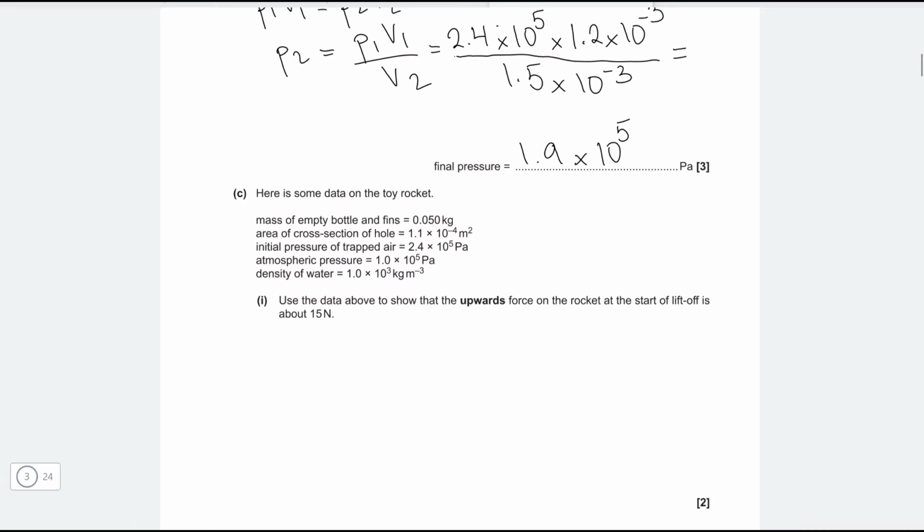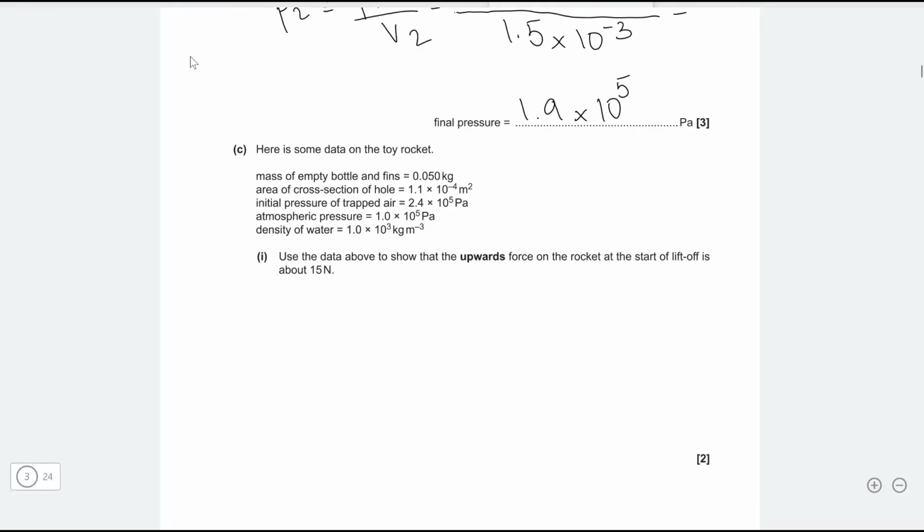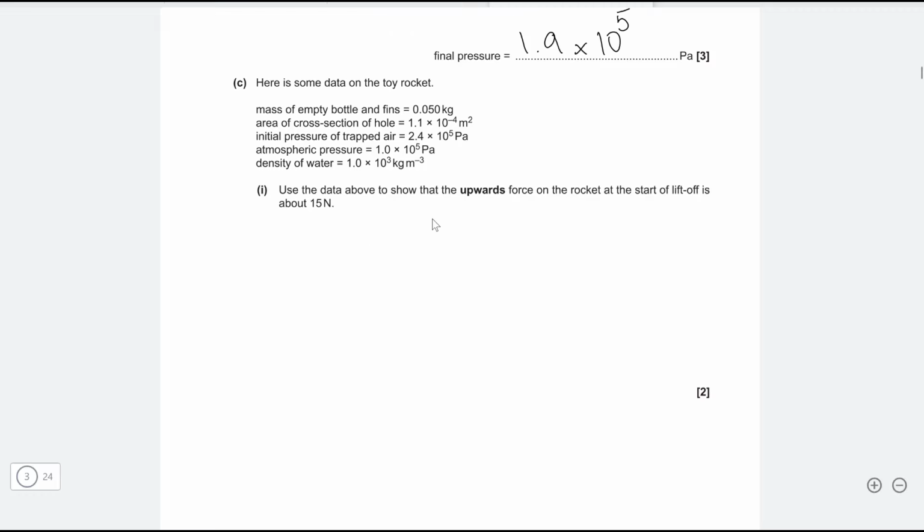The next question is really interesting. We have quite a lot of data on this rocket. So we have the mass, we have the cross-sectional area, we have the initial pressure, the atmospheric pressure, etc. We need to use the data to show that the upwards force, and this has been written in bold. The reason for that is we're not interested in the resultant force, we're interested in just the upwards force. So this here is our rocket, and there's going to be some upwards force, also going to be some weight. We're only interested in the upwards force. What is that force actually caused by?